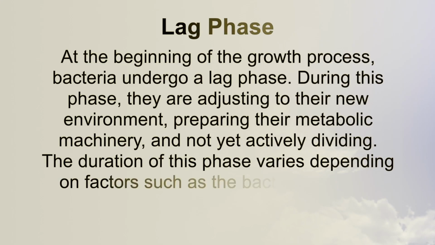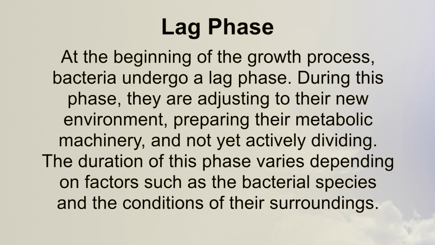In lag phase, at the beginning of the growth process, bacteria undergo a lag phase. During this phase, they are adjusting to their new environment, preparing their metabolic machinery and not actively dividing. The duration of this phase varies depending on factors such as the bacterial species and conditions of their surroundings.